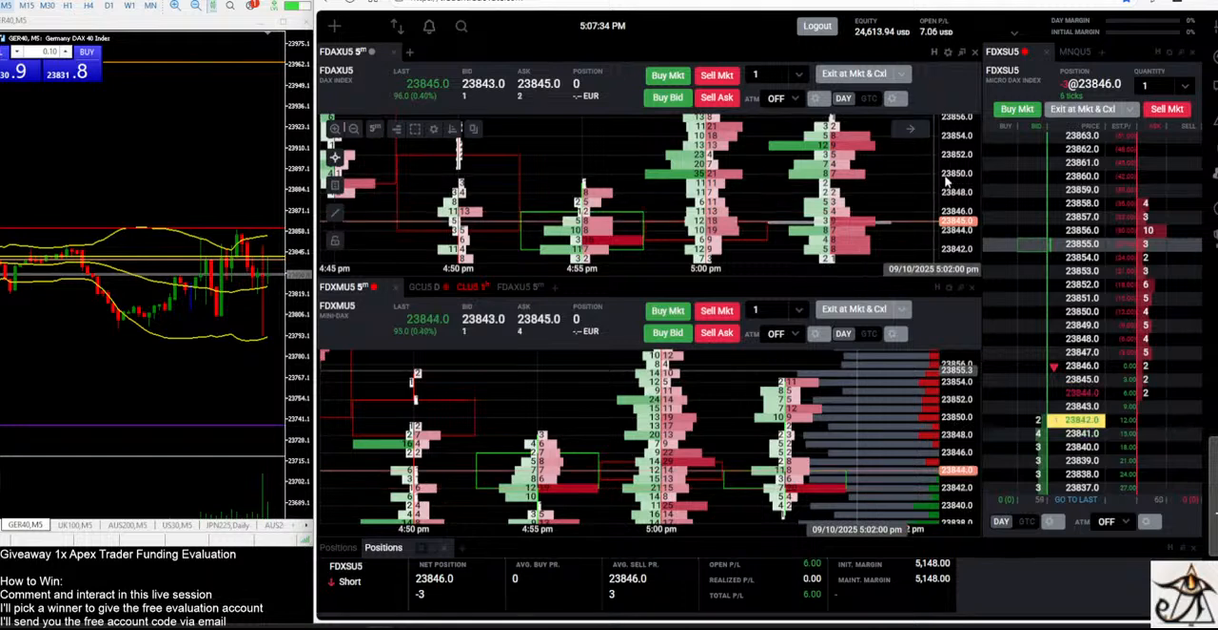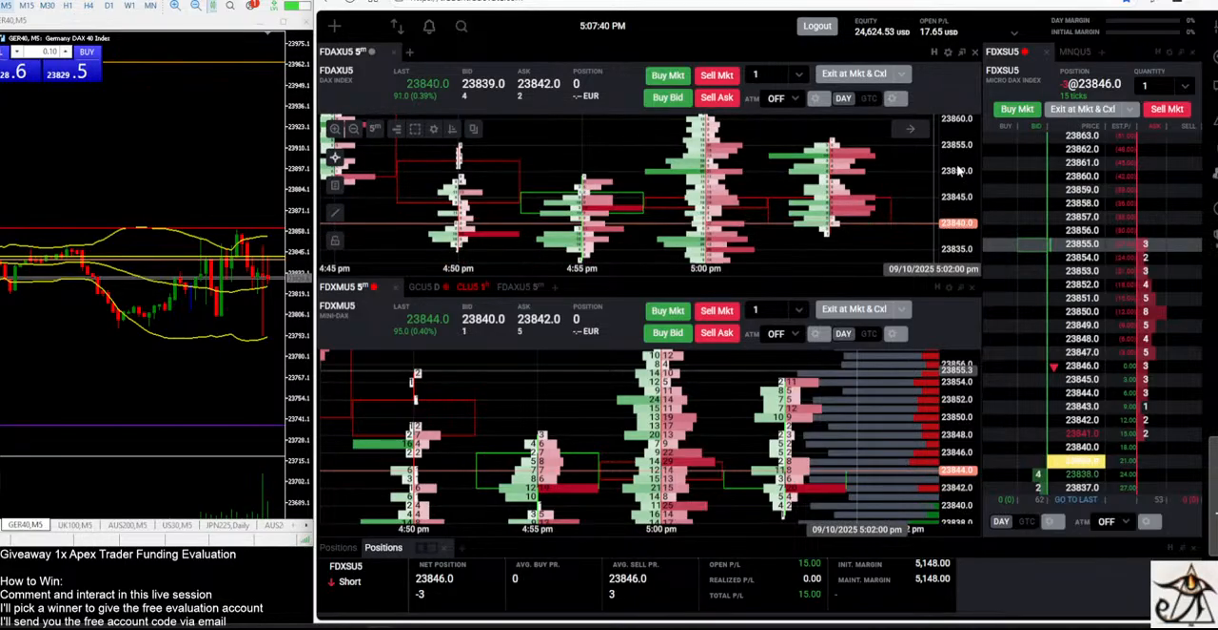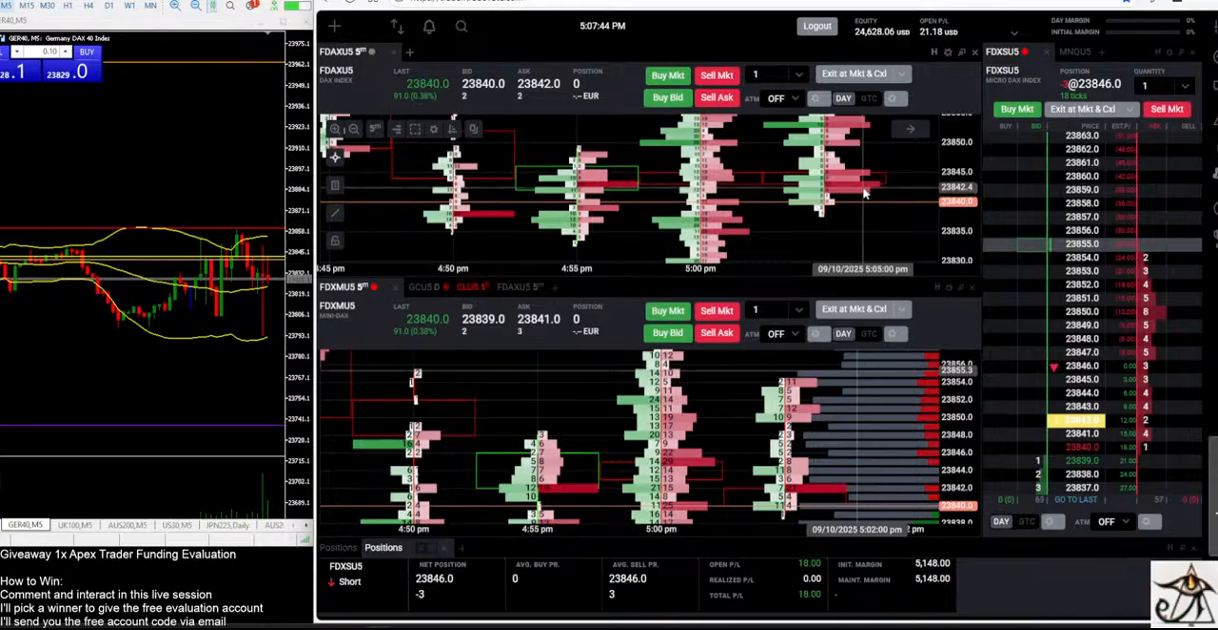So the market's kind of fiddling around here. It's not really taking a direction just yet. And it's just about being patient, I think, at the moment, just waiting for the market to fall lower.